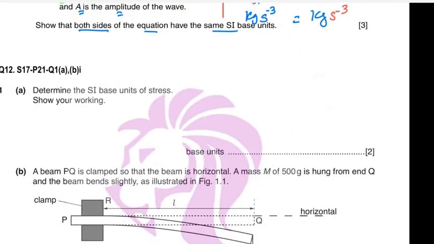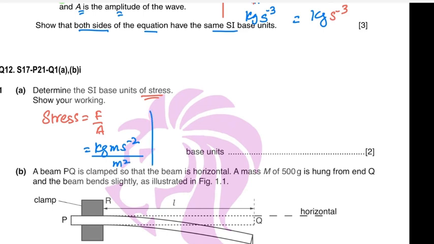Determine the SI based units of stress. Now, since we have not done this topic yet, I'll just tell you the formula. Stress is force upon area. Stress is equal to force over area. What is force? Force is kg meter per second squared over meter squared.